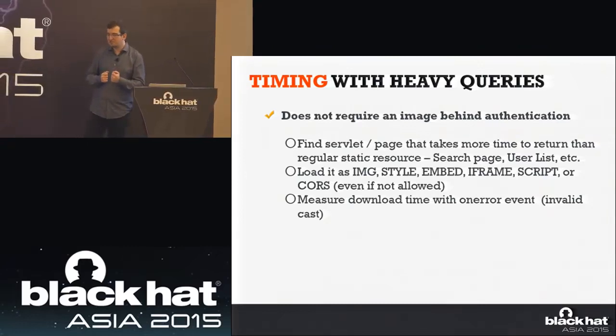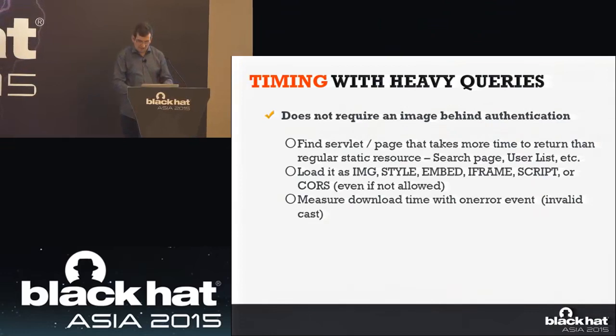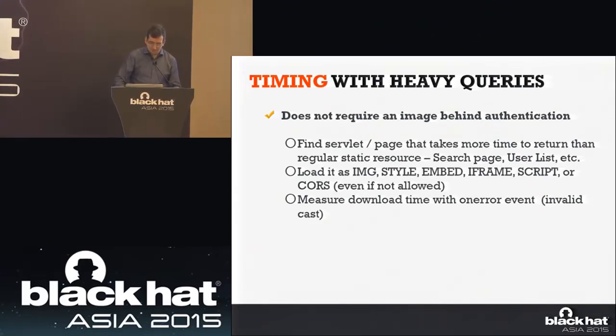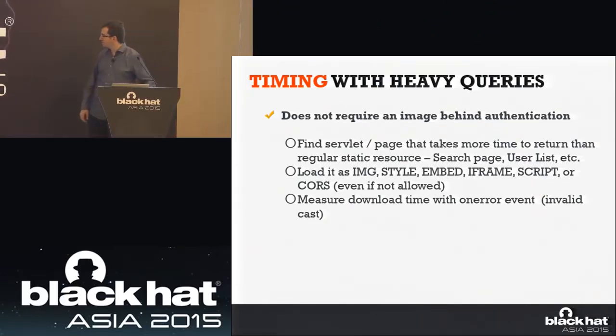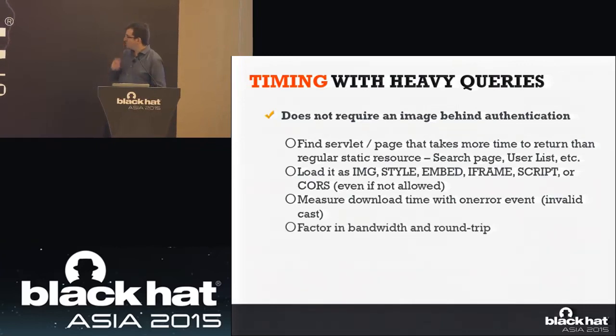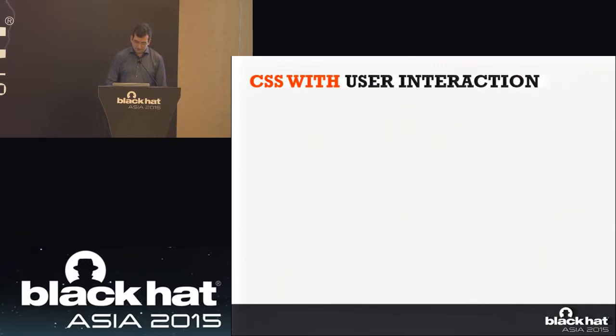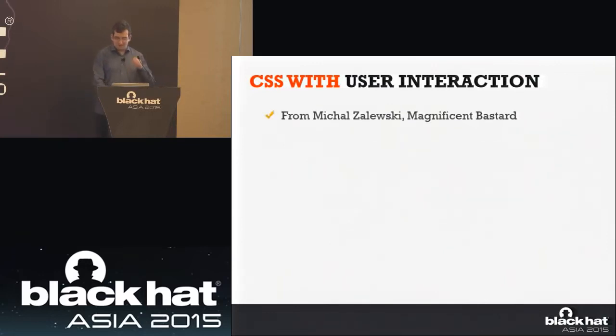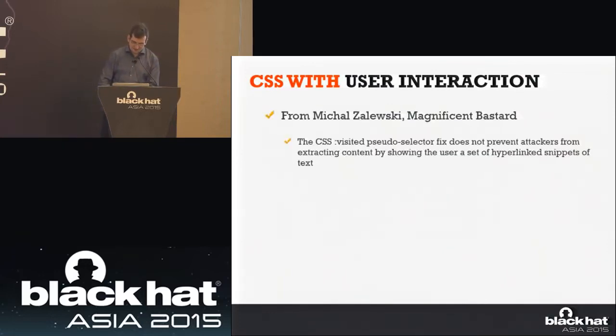All you need to do is measure the time that it took for the response to come back to the browser cross-domain. And you measure that basically by putting a timer on the on-error event. And you basically factor in the bandwidth and the round trip. What is the expected latency if you're not logged in, and what's the expected latency if you're logged in? And when that works, it's going to take longer. So when it takes longer, you know that you're logged in. So there are other vectors, other side channels.